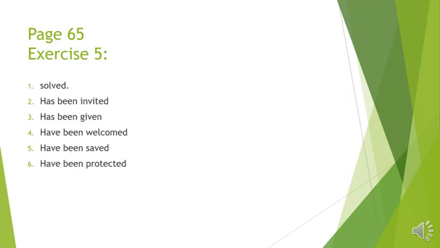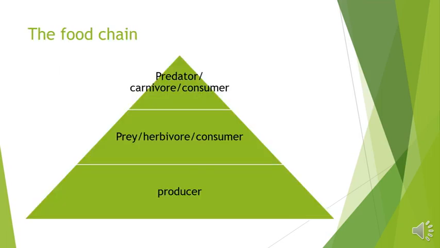I hope that you saw the difference between using has and have. As we said, has is used for singular and have is used for plural. Now we're going to move on to a different topic. It's about the food chain. We will notice that we have many vocabulary words here, many definitions that we will take, and they're very important.